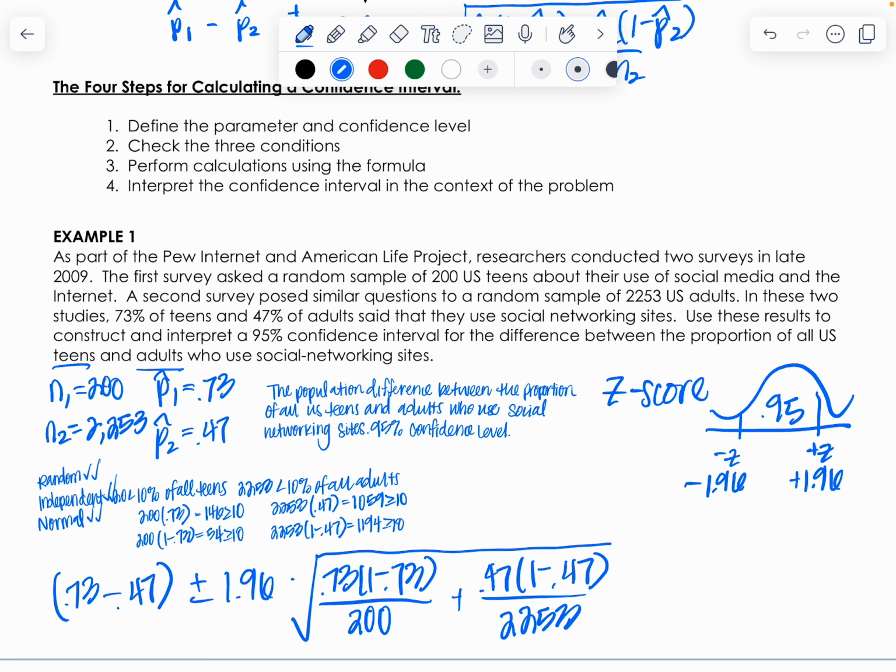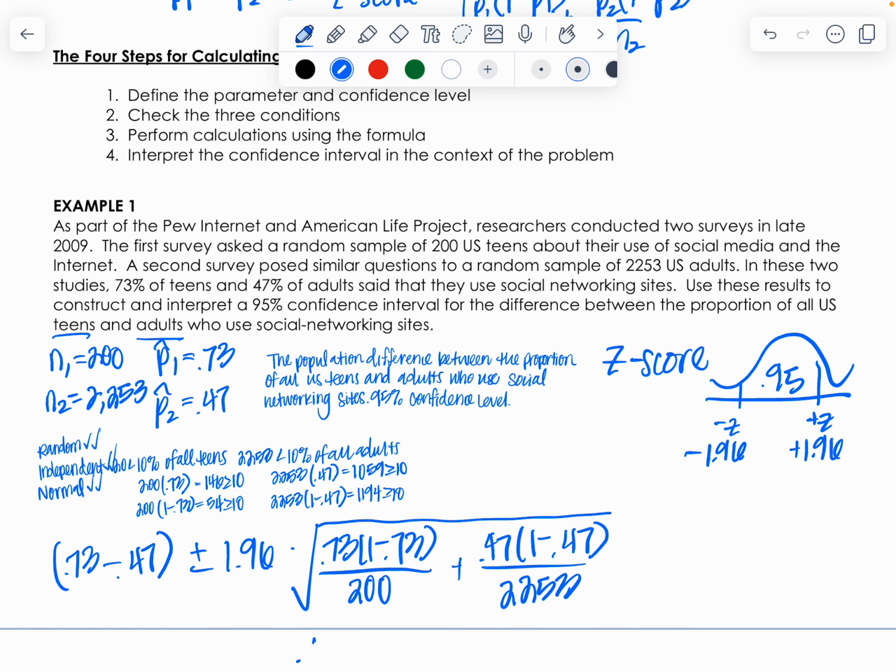All right, so now I do that whole thing at one time in my calculator. So I've got my big square root, 0.73 times 1 minus 0.73 over 200 plus 0.47 times 1 minus 0.47 over 2253. And I get 0.0331. So that gets multiplied by 1.96 in order to find our margin of error.